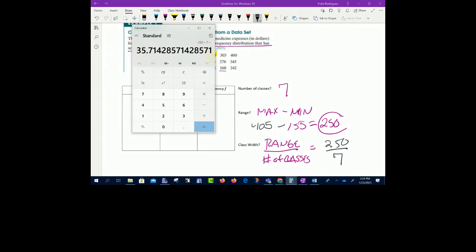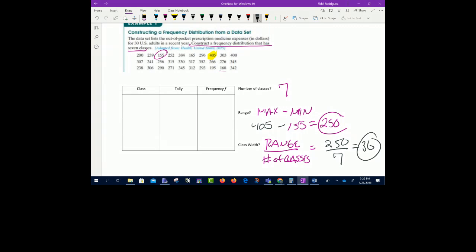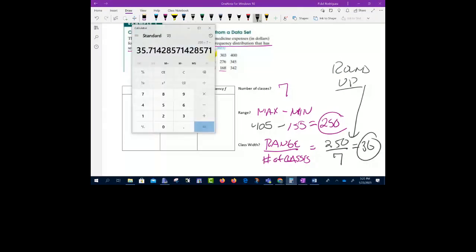35.7, if we were to round to the next whole number, it would be what number? 36. Okay, but one thing I want to mention, y'all: when we round up, we round up no matter what number we have. What I mean by that is if I would have had 35.1, we normally say the closest whole number is 35. But even if I got 35.1, it's 36. That's what I mean by rounding up. Does that make sense? So we're always going to round up, okay?